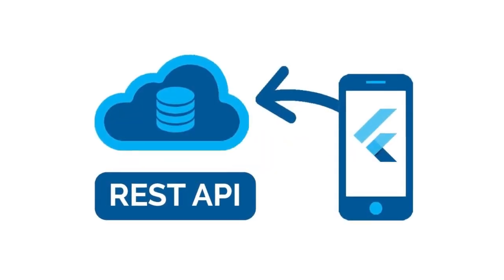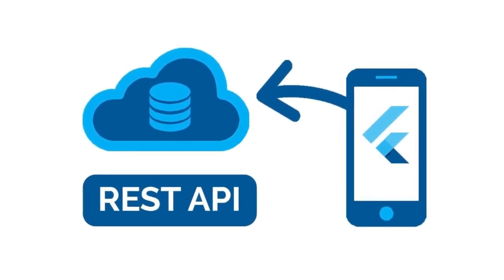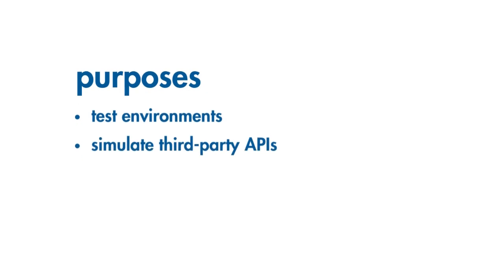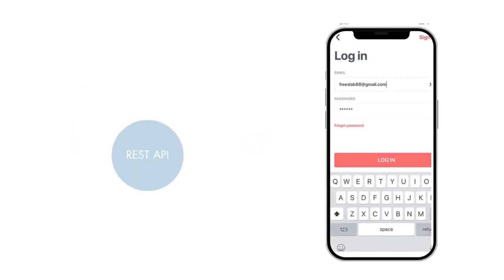Fake NodeJS API. A fake API is an API server used to simulate a real API. They can be used for a variety of purposes, such as creating test environments, testing and debugging applications and websites, and simulating third-party APIs that you do not have access to.